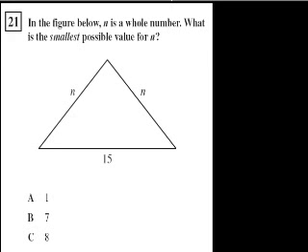We're on problem 21. In the figure below, n is a whole number. What is the smallest possible value for n? Both of these sides are n. And this is something that's really good to get intuition for, because it shows up on all sorts of standardized tests. Let's think about how small we can make n.